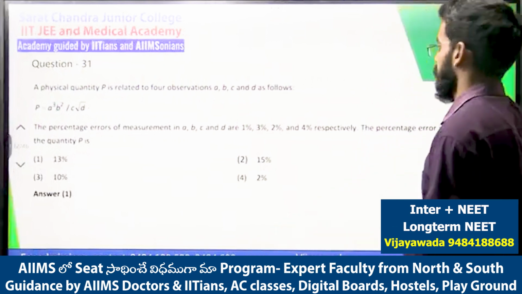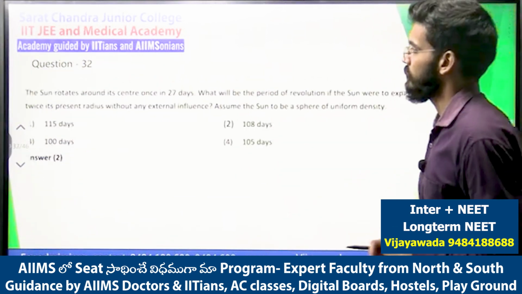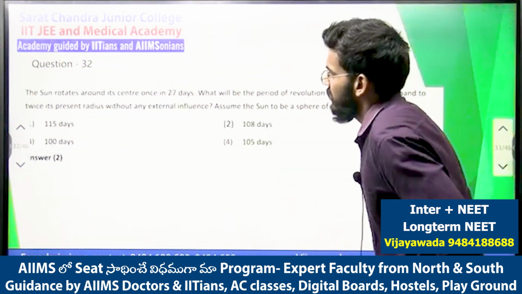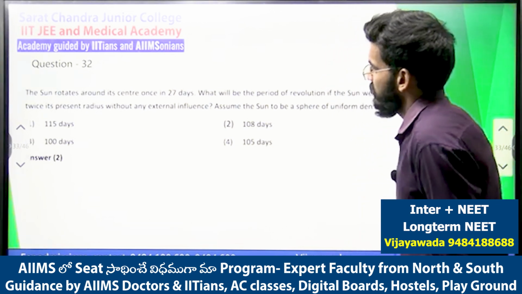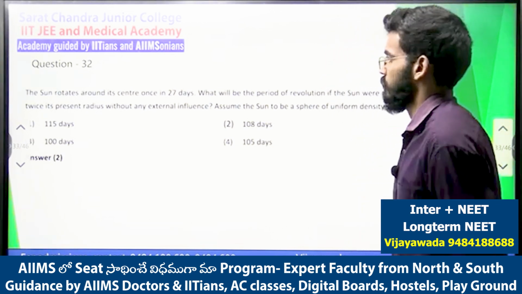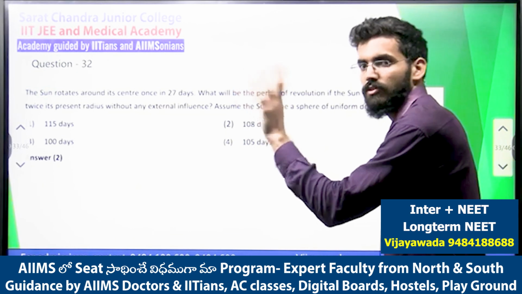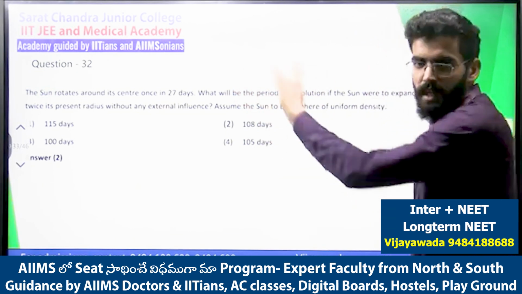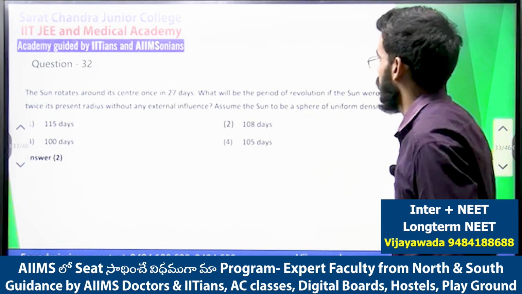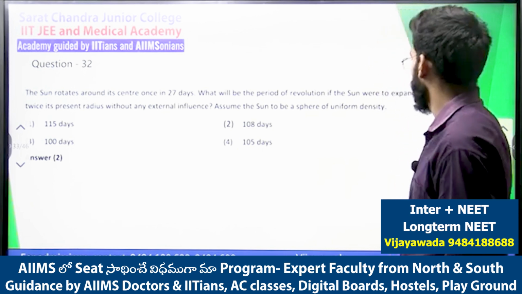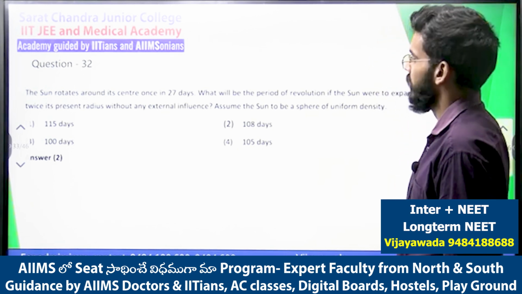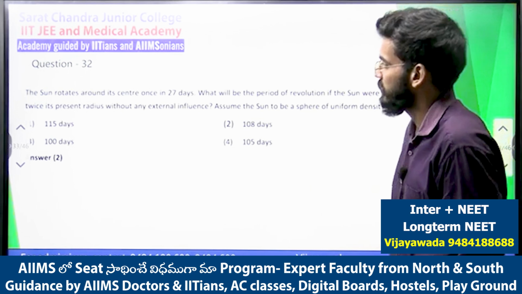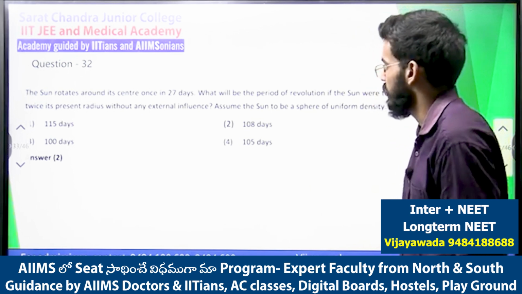Got it. Next question, 32. The Sun rotates around its center once in 27 days. So the Sun is rotating by itself like this, one complete rotation in 27 days. Basically its time period is 27. What will be the period of revolution if the Sun were to expand to twice its present radius without any external influence?